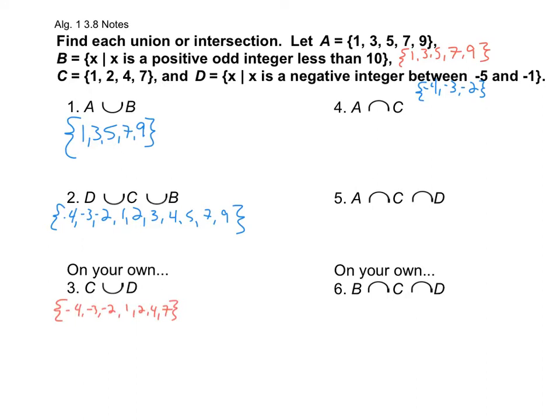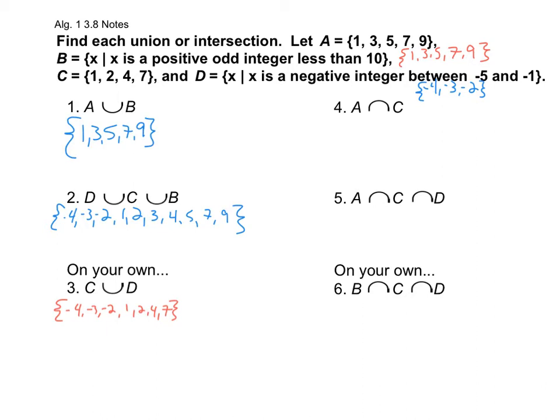All right folks, welcome back. Hopefully you actually paused the video and tried number 3. I've got -4, -3, -2, 1, 2, 4, 7. If you were to start with the C and then go over to the D, so you had all your positive integers first and then listed your negative integers, basically in the order that you had seen them, that would work as well.